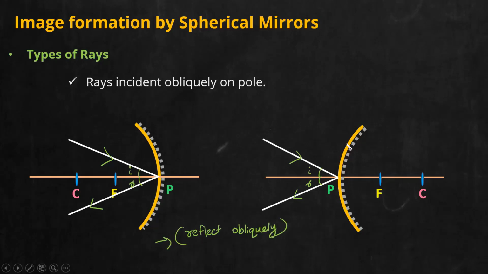Completed? Yes or no? So recollect, very, very important, 4 types of rays. First ray, parallel to the principal axis, it will pass through the focus or appear to diverge from the focus. Second ray, passing through the focus, it will emerge parallel. Third ray, which is passing through the center of curvature, it will retrace its path. Fourth ray, it is incident obliquely. Oblique means making an angle with the pole, and it will emerge obliquely. So once you are thorough with these 4 types of ray, we can study image formation.